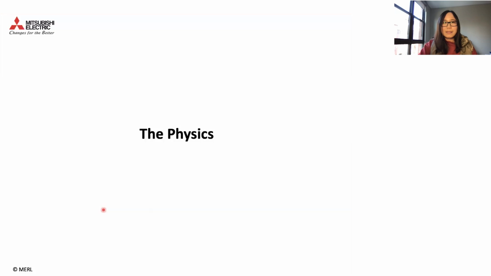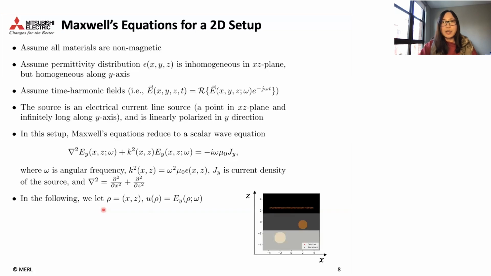The physics behind this is the wave description of light. Our governing equation is Maxwell's equations. To make the problem simpler to describe, we will consider a 2D setup, and we also assume that all materials are non-magnetic. For the 2D setup, we mean that the permittivity distribution, which is originally a function of the 3D positions X, Y, Z, is assumed to vary only in the XZ plane.